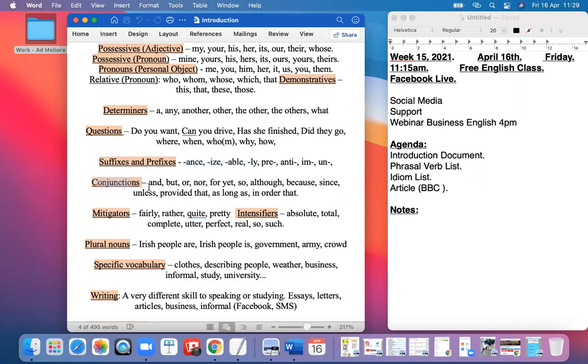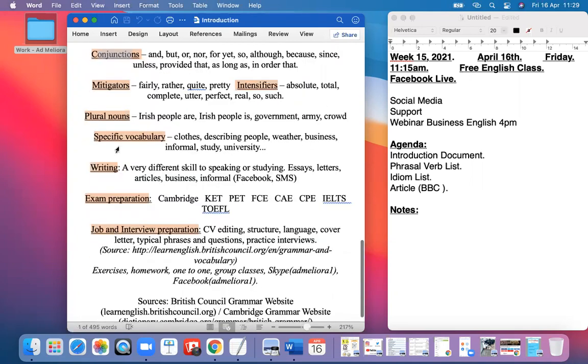Linkers. In English, we have a lot of linkers and conjunctions. We have some very simple linkers, but yes, we have some more advanced and more formal linkers, but it's necessary that you are appropriate and you use them correctly. So that's the section for linkers or conjunctions. Specific vocabulary. A lot of people want to improve vocabulary.